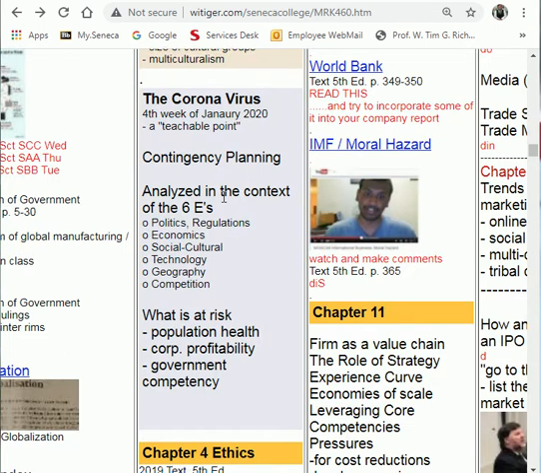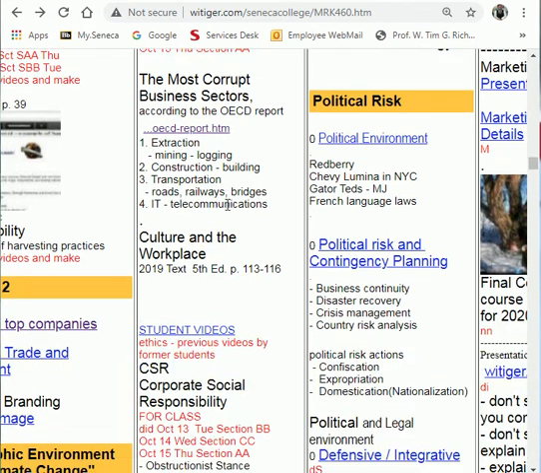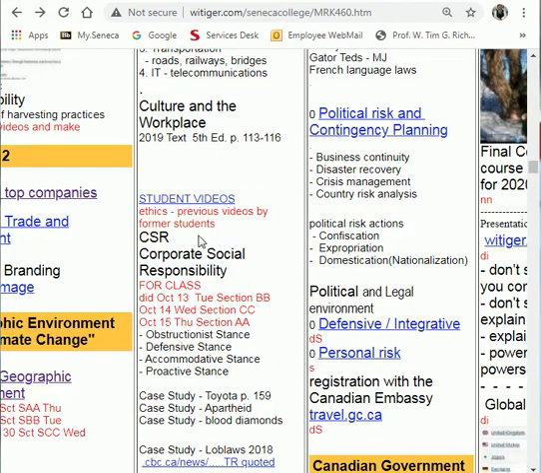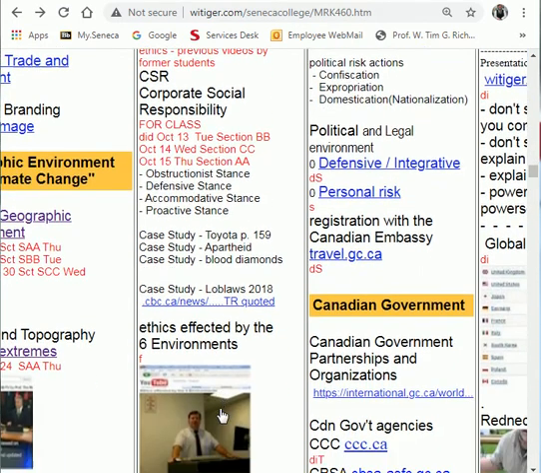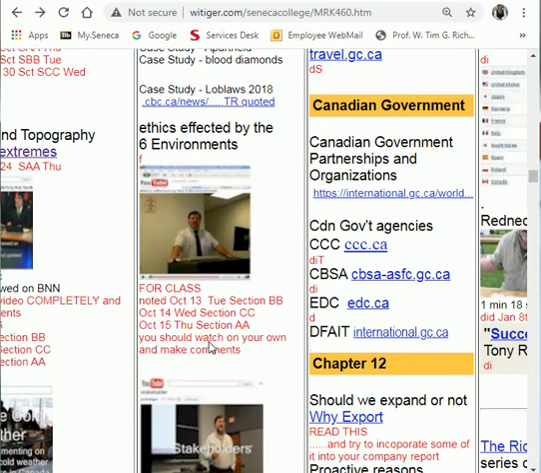We didn't have a chance to talk about the coronavirus. We got into ethics. This is a very long section involving many different things, specifically also corporate social responsibility. What is the obstructionist and defensive stance and accommodative stance? And I talked about blood diamonds, apartheid, and also ethics affected by the 6 environments, which is a very good thing to watch and make some comments on your own.